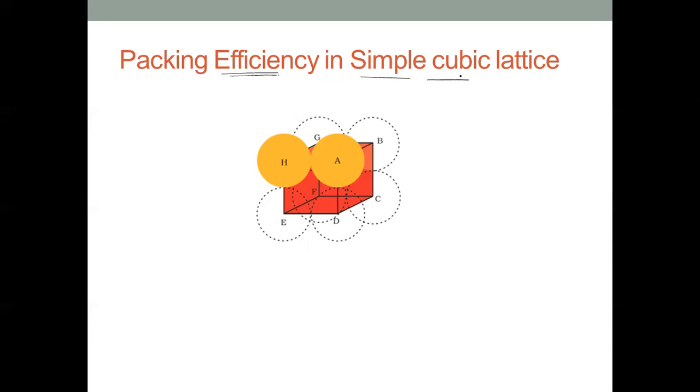Let's take the simple cubic lattice. We know that in the simple cubic lattice, the atoms are present only at the corners. That means 8 atoms are present at the 8 corners of this cube. If I show you a simple cubic lattice, these 8 atoms are arranged, 1, 2, 3, 4, 5, 6, 7, and 8.